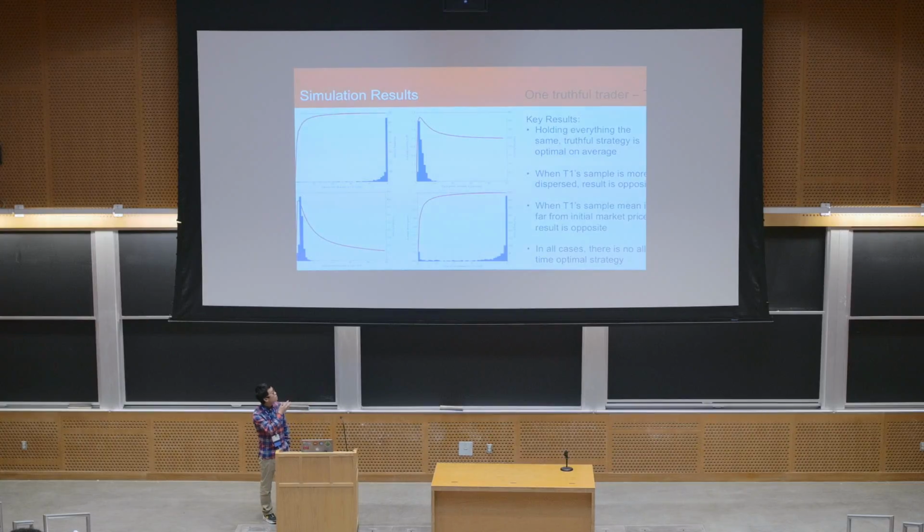One other thing to note is that, in addition to the curves on the graph, we also have a histogram, the blue bars, and that represents the optimal strategy in each round of simulation. As we can see, in all these cases there is no all-time optimal strategy, and even in the first case, the honest strategy is not always the best strategy. That basically implies that there is virtually no hope in finding an analytical result about the optimal strategies.